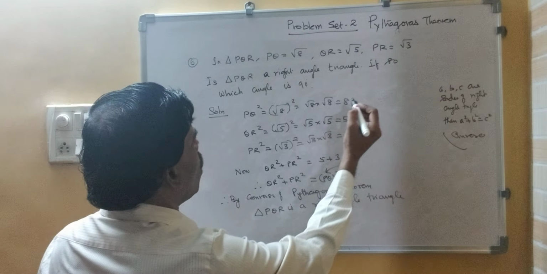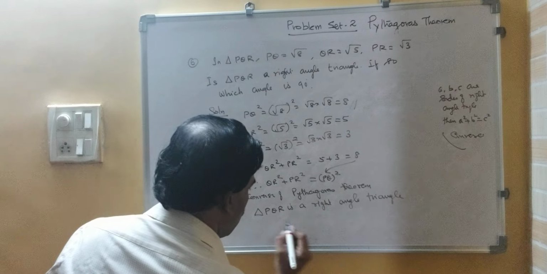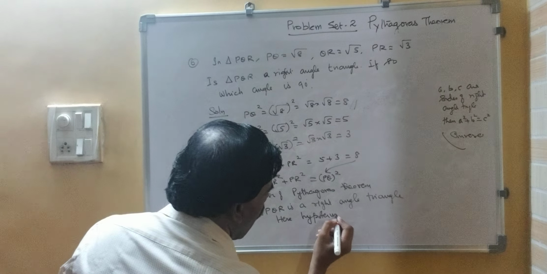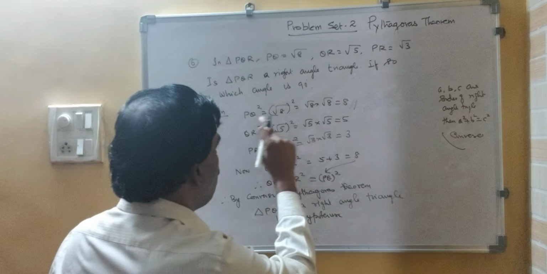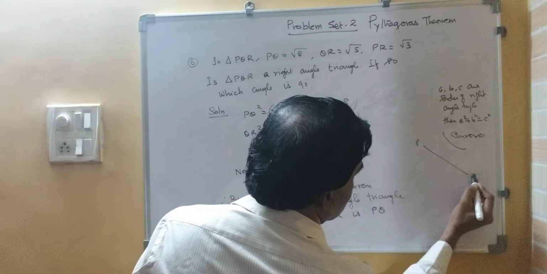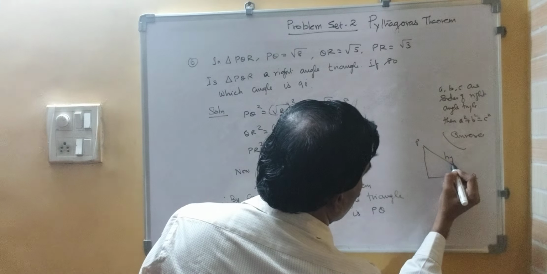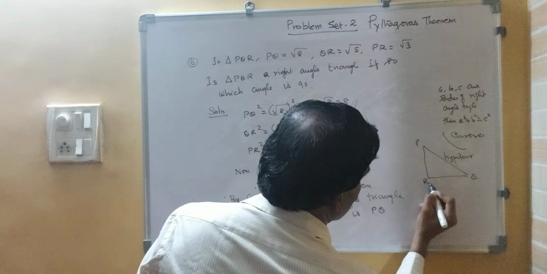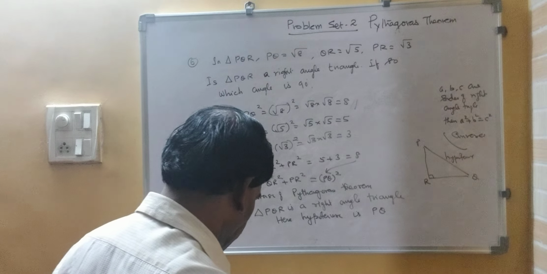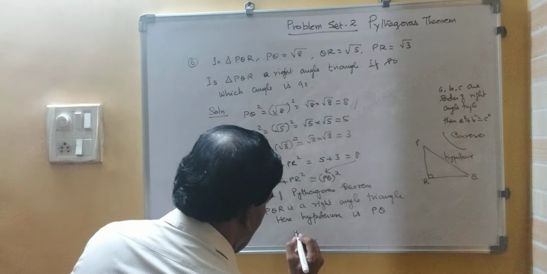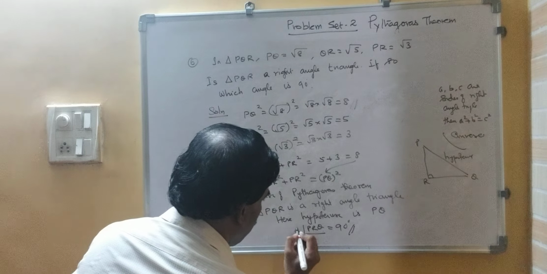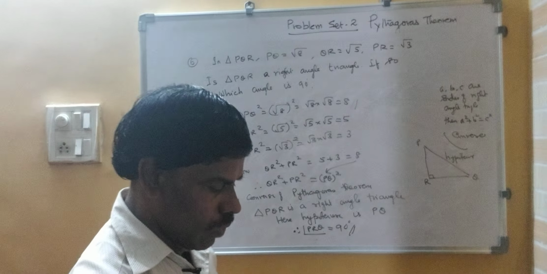Here, what is the hypotenuse you see? Hypotenuse is the largest side. Therefore, hypotenuse is PQ. So, now look at this. This is P, this is Q. This is hypotenuse. So, which angle will be 90 degree? R. Therefore, angle PRQ equal to 90 degree. This is the answer. Followed?